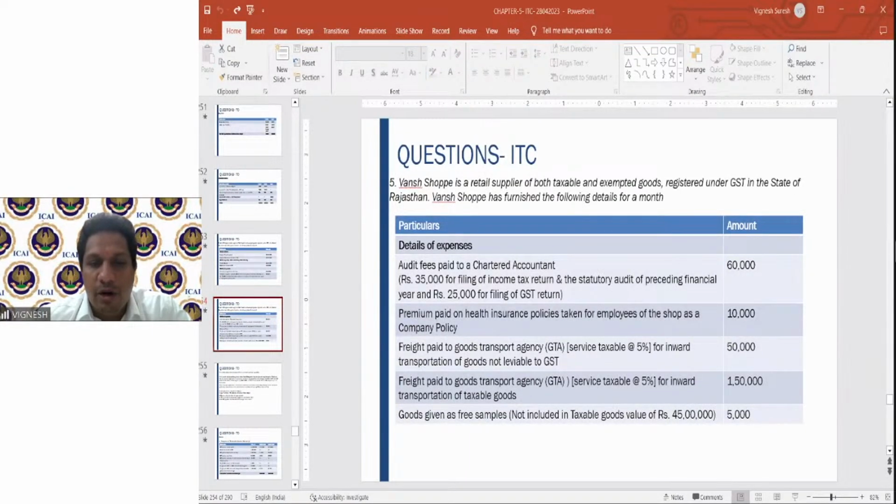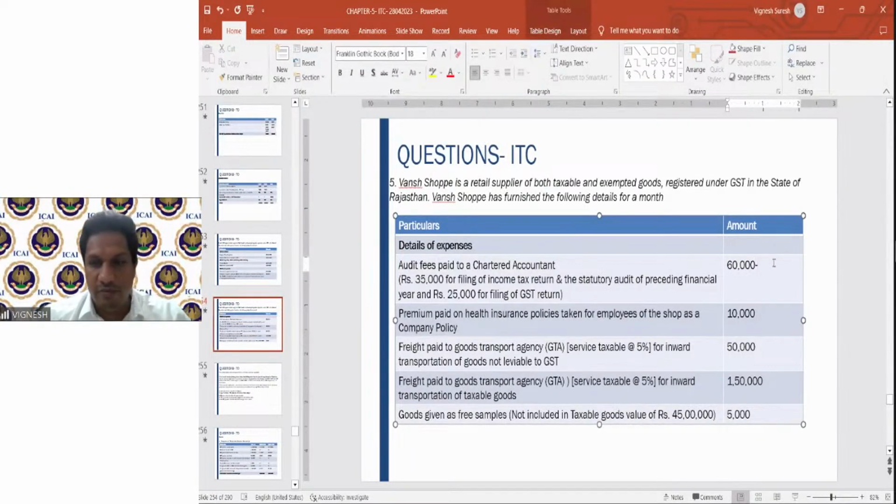Then audit fees paid to the CA. On the CA audit fees, no exemption is given for type of the fees. Entire thing GST will be applicable. 60,000 into CGST, SGST you have to take here in this particular case. So on this also GST will come.